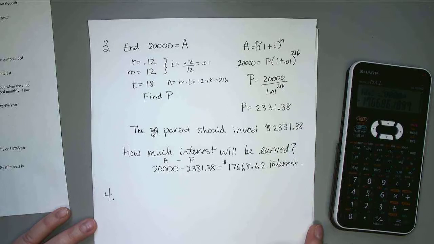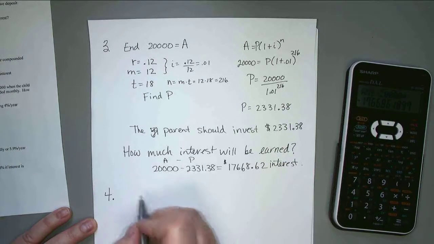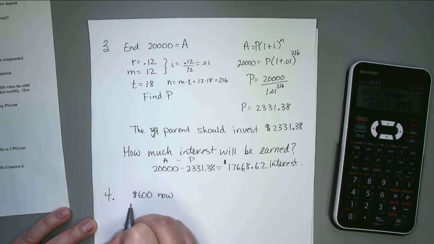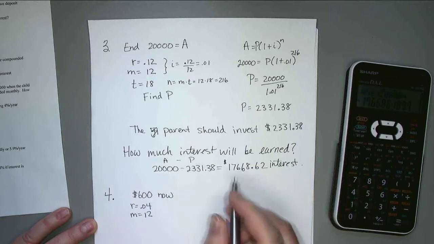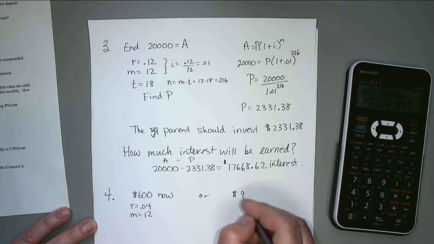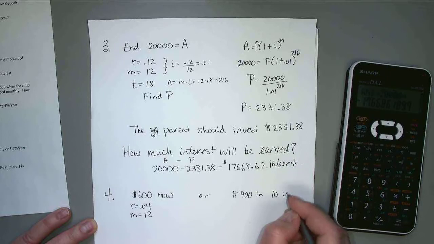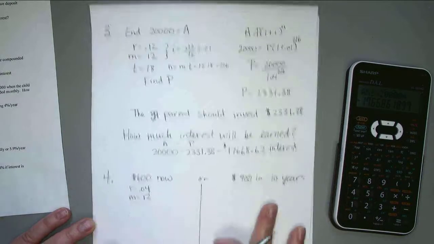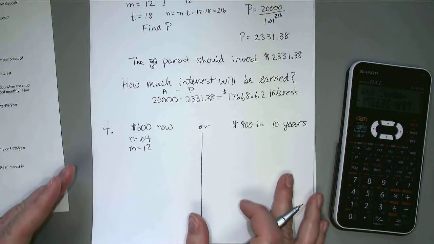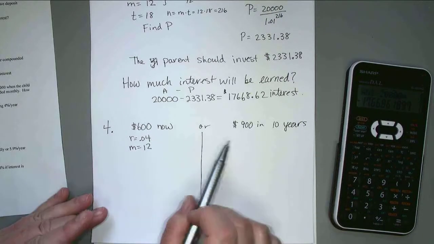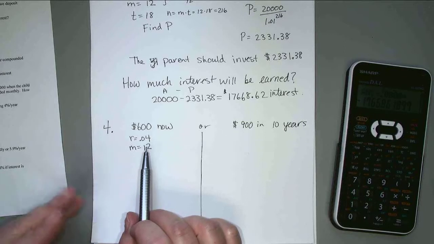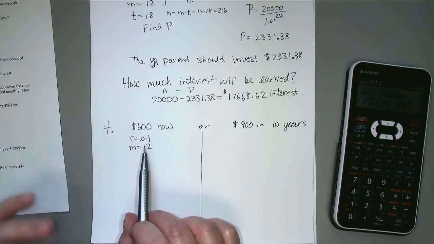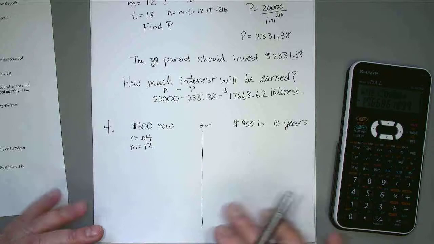Okay, so number 4 says, would you rather receive $600 now to place in a savings account earning 4% per year compounded monthly, or $900 in 10 years? Okay, so these questions where it's like a choice question, one or the other, personally, I would take the 600 now because it's guaranteed. They're going to hand it to me now. Who's to say in 10 years that won't be available? So I would take it now.